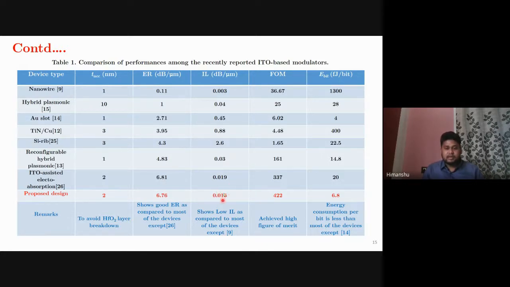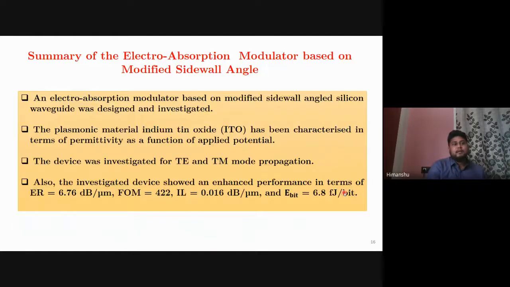The loss at on state is very low in our device as compared to most of the devices except this reference 9, and the FOM is high as compared to almost all the devices in this table, which is around 422, and the energy consumption per bit is 6.8 femtojoule per bit. So now coming to the summary.